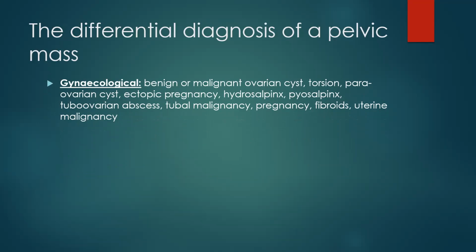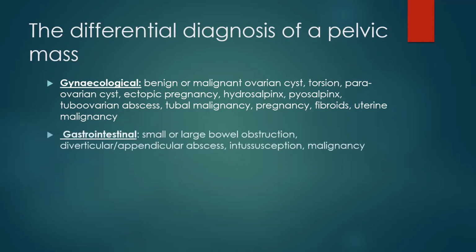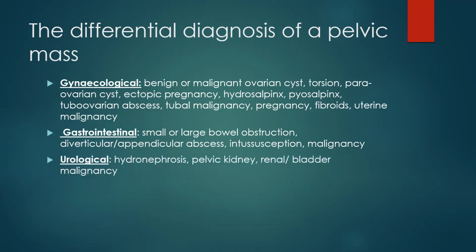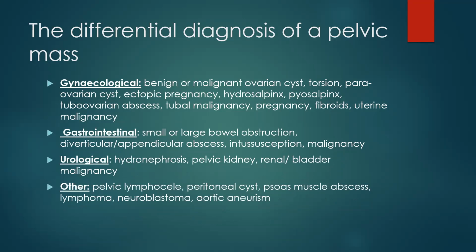There can be a pelvic mass due to gynecological conditions like benign and malignant ovarian cyst, torsion, para-ovarian cyst, ectopic pregnancy, hydrosalpinx, pyosalpinx, tubo-ovarian abscess, tubal malignancy, pregnancy, fibroid, and uterine malignancy. There are gastrointestinal causes: small or large bowel obstruction, diverticular or appendicular abscess, intussusception, and malignancy. Regarding urological conditions: hydronephrosis, pelvic kidney, renal and bladder malignancy. And others include pelvic lymphocele, peritoneal cyst, psoas muscle abscess, lymphoma, neuroblastoma, and aortic aneurysm.